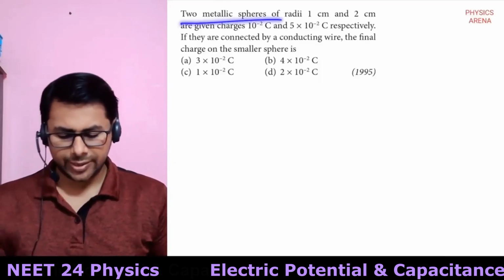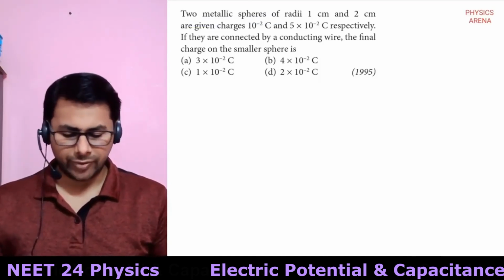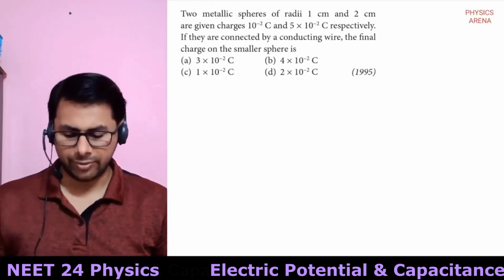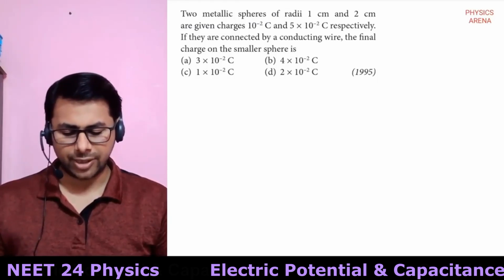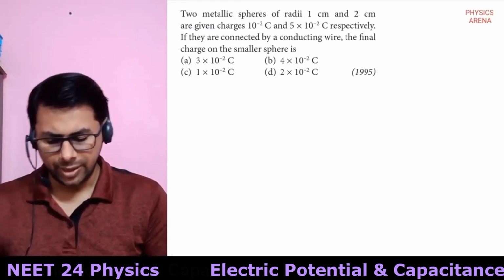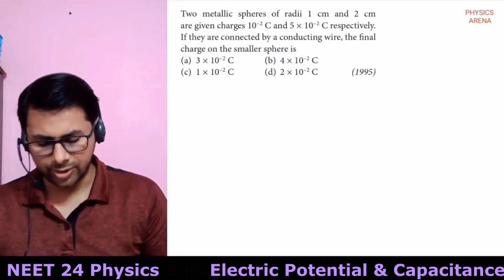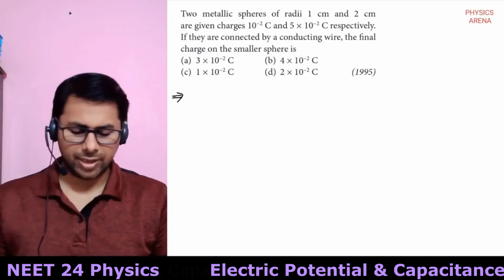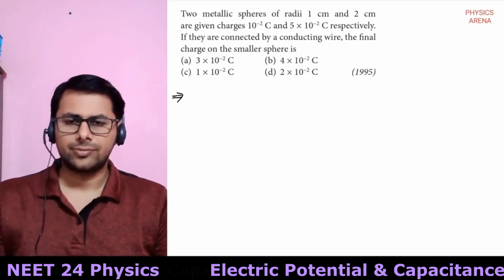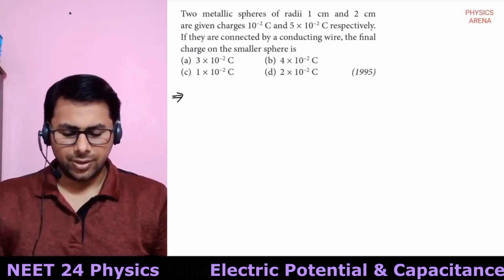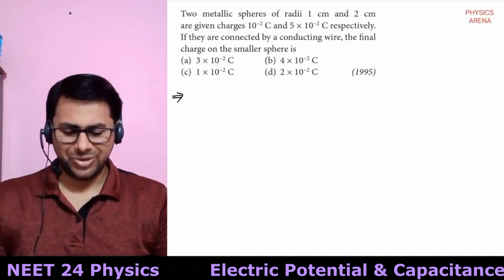Next one, two metallic spheres of radii 1 centimeter and 2 centimeter are given charges 10 raised to minus 2 coulomb and 5 multiplied by 10 raised to minus 2 coulomb respectively. If they are connected by a conducting wire, the final charge on the smaller sphere is. Tell me. How will you solve this?